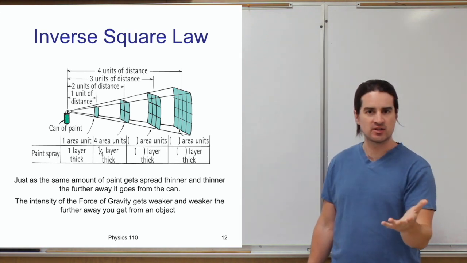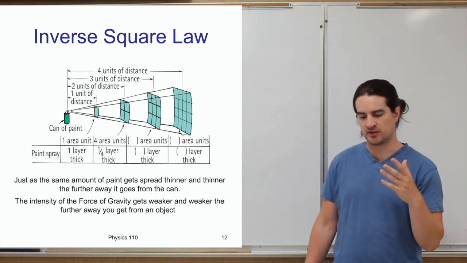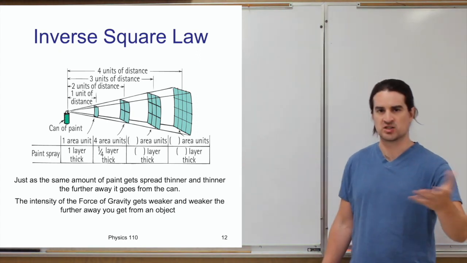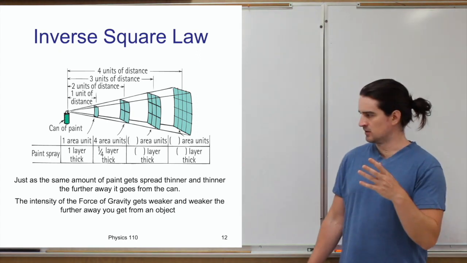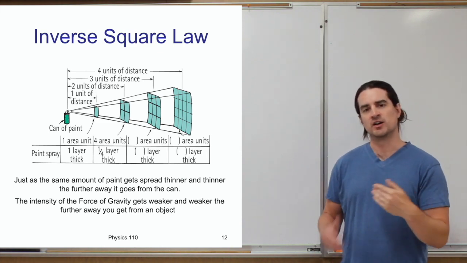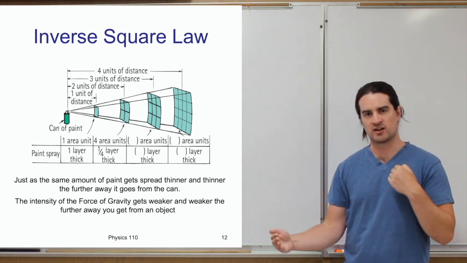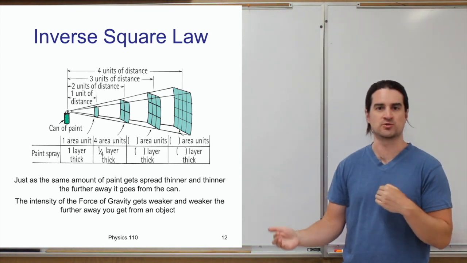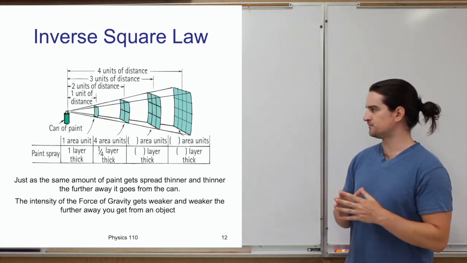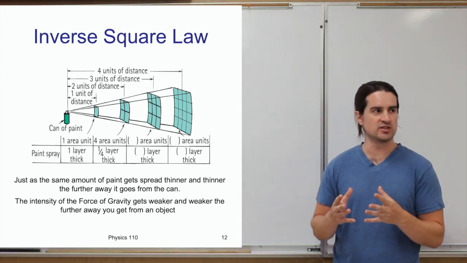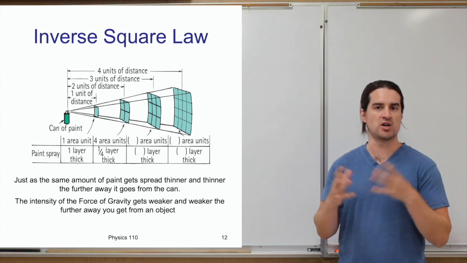It's not just gravity that follows this inverse square law. The electric force follows an inverse square law. The magnetic force, to some extent, follows an inverse square law. A lot of things follow that sort of pattern, where if you move twice as far away, the intensity of it will fall off by a factor of 4. And the reason for that is that it really comes down to geometry.